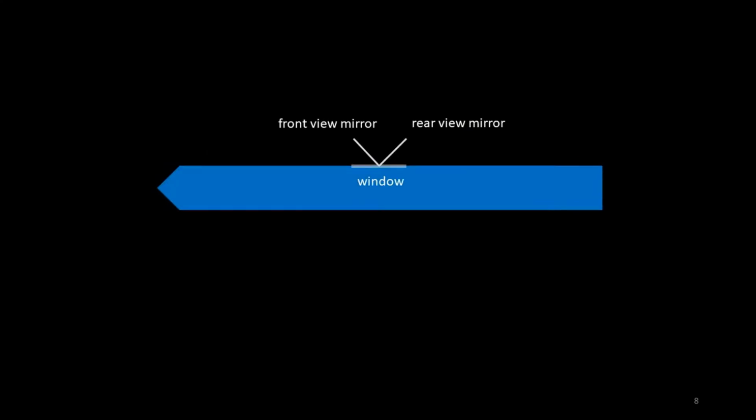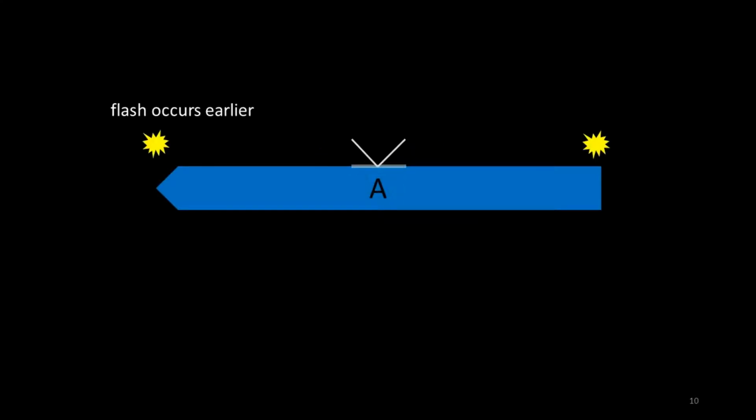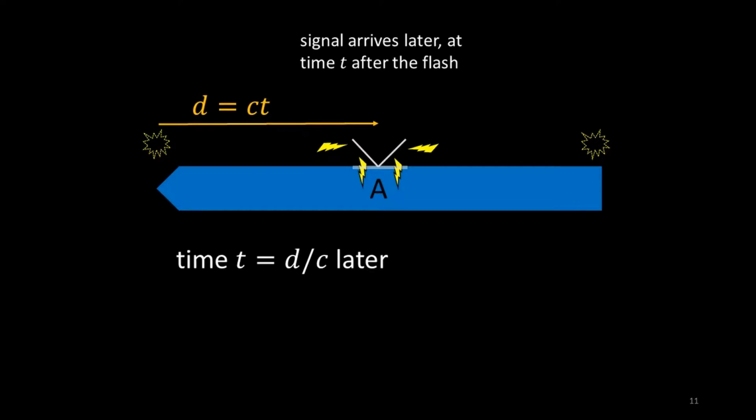To detect the signals, each pilot has a window with a rear view mirror and a front view mirror. When the two signals reach the pilot's position, they are reflected from the mirrors, so the pilot sees each flash of light and knows whether the signal came from the front or the back of his spaceship. The signal takes some time to travel from the end of the spaceship to the center, so when he sees a signal in one of his mirrors, he knows that the flash that created it must have occurred earlier in time. He can work out how much time the signal took to travel from one end to the center.